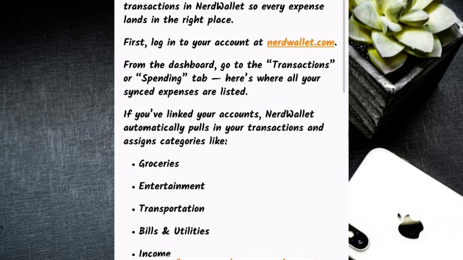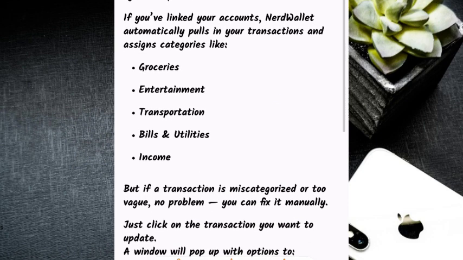First, log into your account at nerdwallet.com, and then from the dashboard go to the transactions or spending tab. Here's where all of your synchronized expenses are listed. If you've linked your account, Nerdwallet automatically pulls in your transactions and assigns categories like groceries, entertainment, transportation, bills and utilities, as well as income. But if a transaction is miscategorized or too vague, no problem, you can fix it manually.